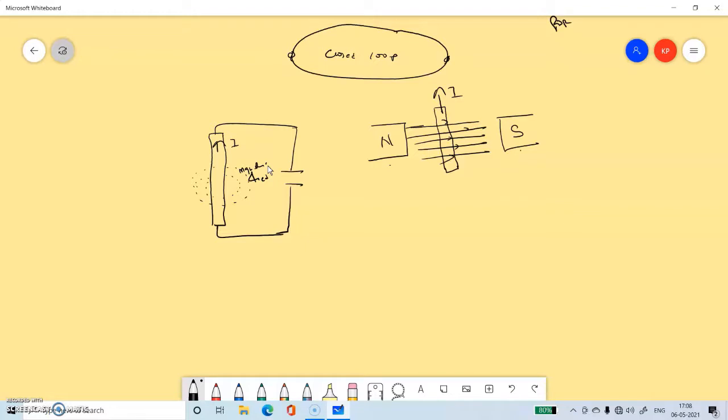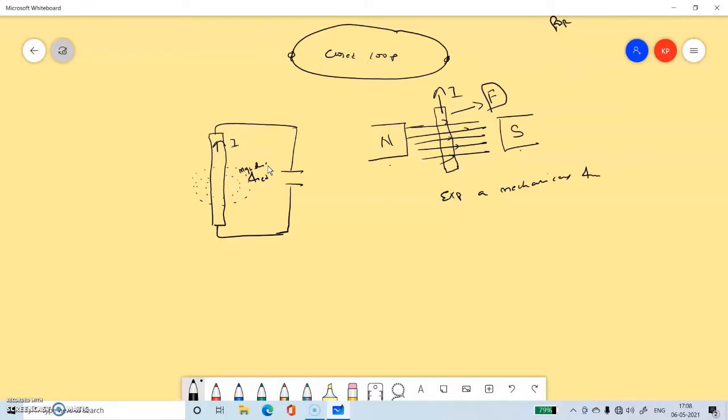Whenever this current carrying conductor is placed in a magnetic field, it experiences a mechanical force. That means the magnetic field does not allow the current carrying conductor to stay in the magnetic field. It throws the conductor from its place. An object is moving, therefore it is called a force. So whenever a current carrying conductor is placed in a magnetic field, it experiences a mechanical force. This can be explained very clearly.